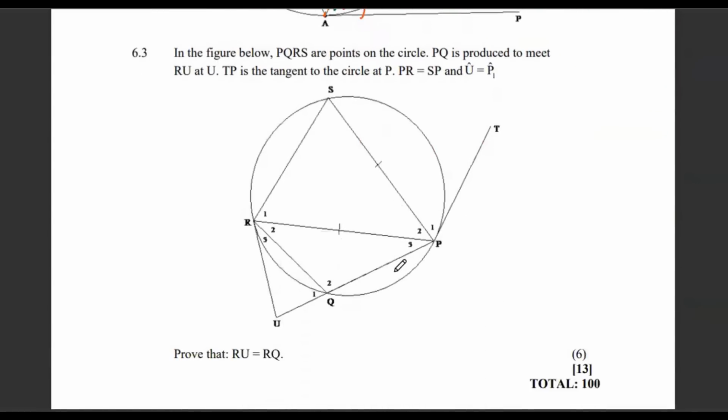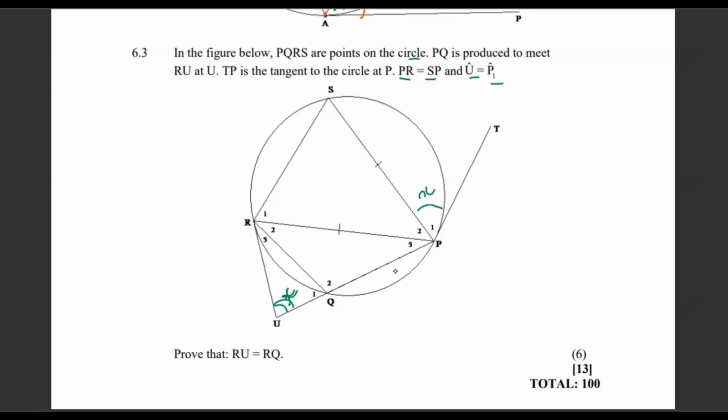Then 6.3, in the diagram below, PQRS are points on the circle. PQ is produced to meet RU. TU is a tangent to the circle. PR is the same as SP. And U is the same as P1. This tells you that this angle here is the same as P1. So if that is X, that is also X.